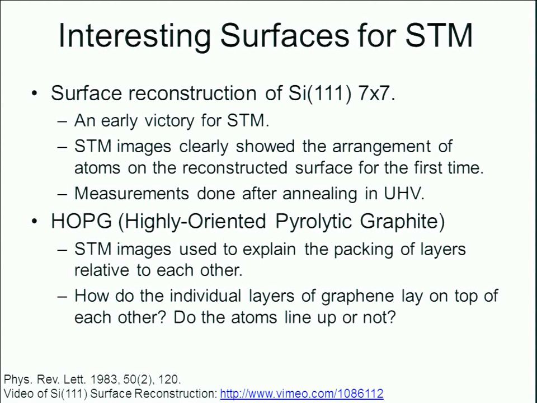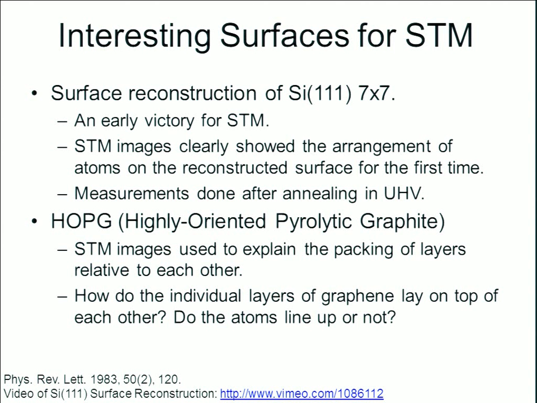So here's an example of some interesting surfaces for STM analysis. There was a surface reconstruction of silicon in the 111 plane. This was an early victory for scanning tunneling microscopy. The image clearly showed the arrangement of the atoms on the reconstructed surface. This was the first time this was ever done, and these measurements were done after annealing and also using ultra-high vacuum.